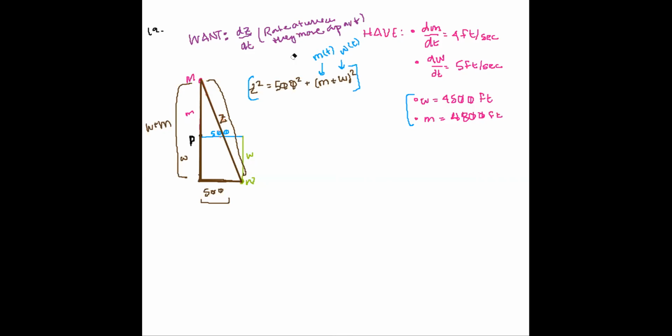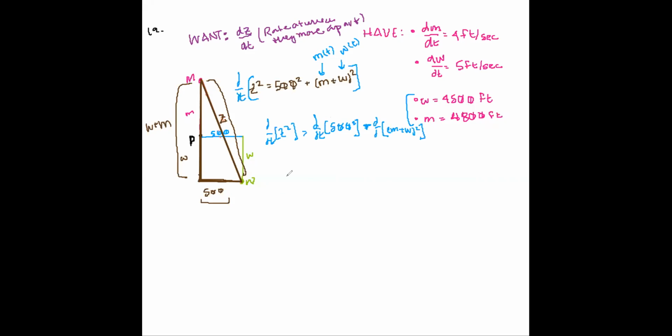Okay. So because of that, we're going to leave those as they are when we're taking this derivative. So it'll be d dt of z squared is equal to d dt of 500 squared plus d dt of (m plus w) squared.